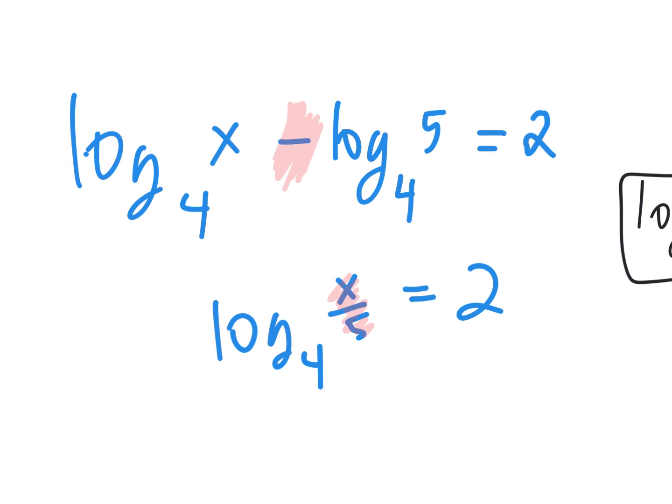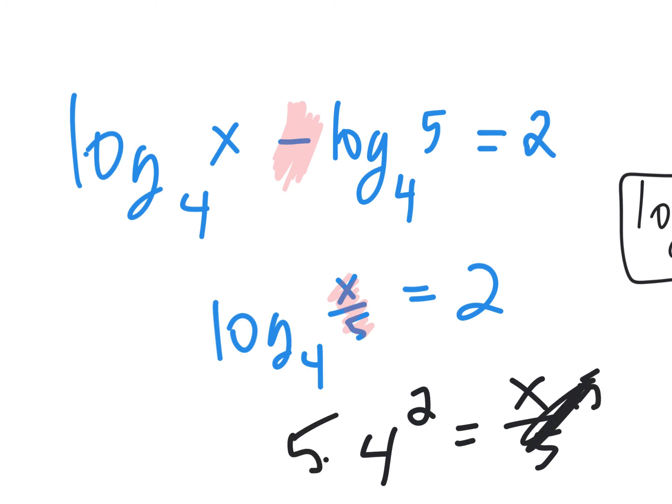Henry, can you rewrite this one for me? 4 squared equals x over 5. And isn't it almost solved? Yeah. Then you can multiply both sides by 5. Times 5, times 5. And it's solved. 5 times 4 squared. 4 squared is 16. 16 times 5. Okay.